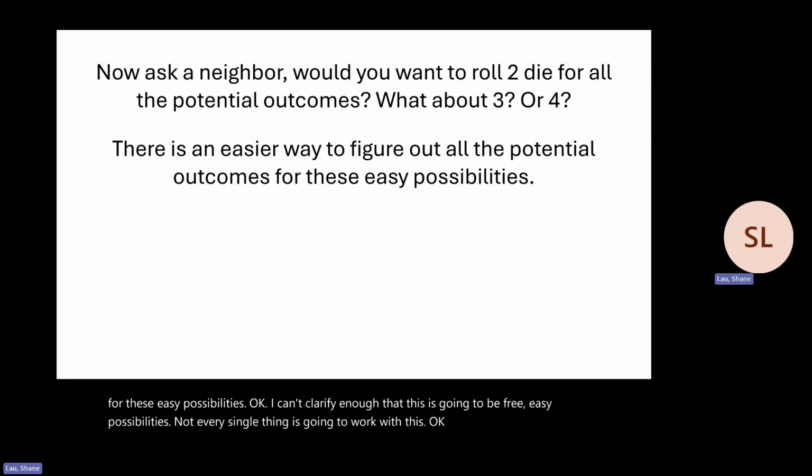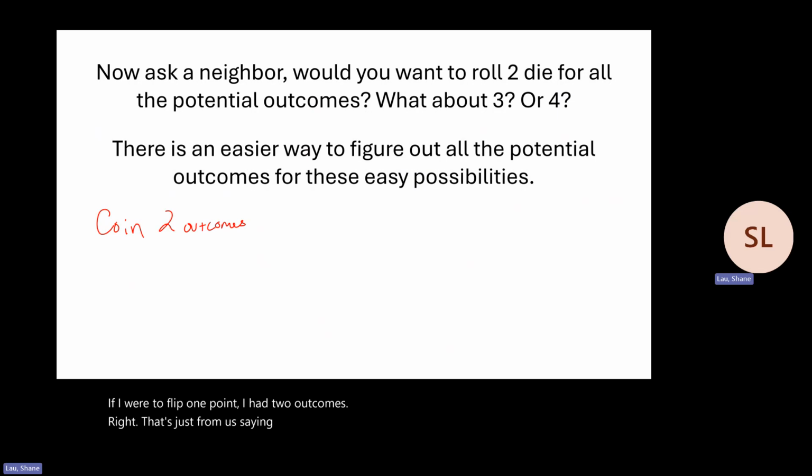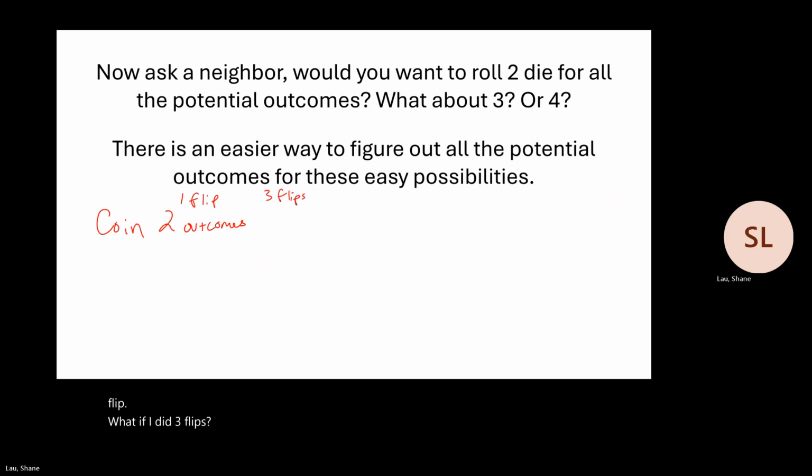Okay. So if I were to flip one coin, I had 2 outcomes. Right. That's just from us saying, oh, well, I have heads or tails. But I only flipped it one time, the one flip. But if I did 3 flips, I had 8 outcomes. And this is actually going to help us.